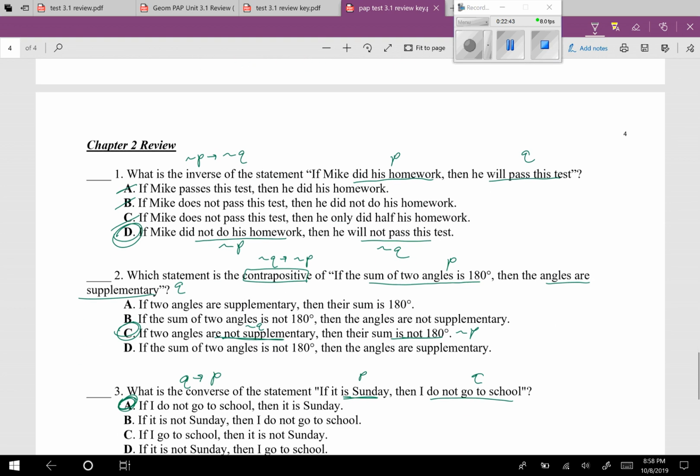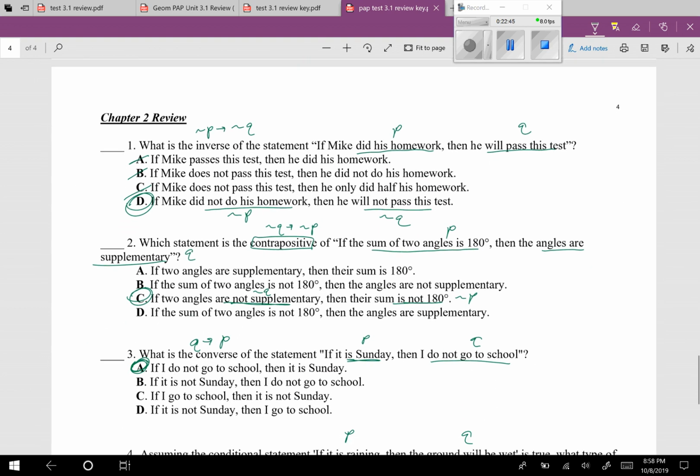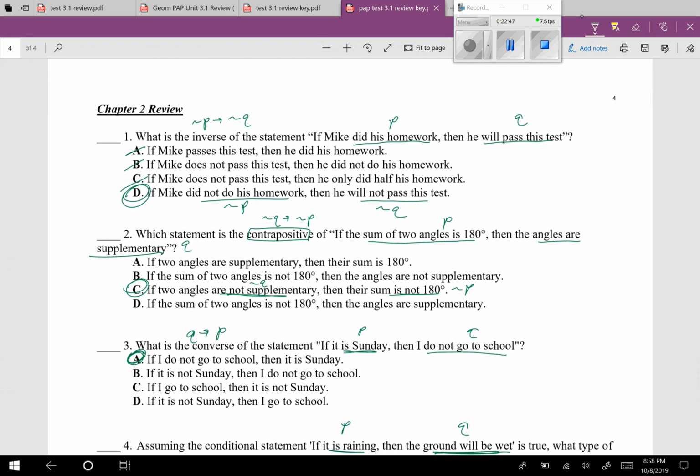And then now we have the logic review. Okay, so the first one, it says, what is the inverse? Okay, the inverse is not P, then not Q. So you look at it. If Mike did his homework, then he will pass the test. So what's the opposite of that? Did not do the homework, won't pass the test. And the only one that matches that is D.